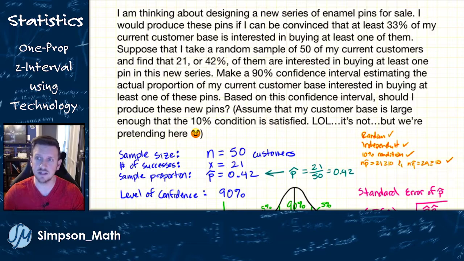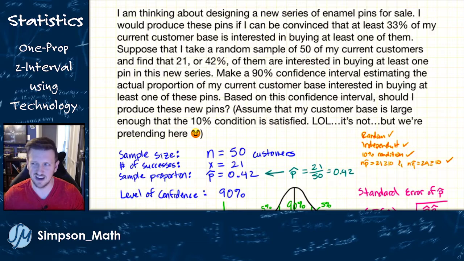So I'd be convinced if at least 33% of my current customer base would buy at least one of them. So suppose I was to take a random sample of 50 of my current customers, and I find that 21, or 42%, of them are interested in buying at least one pin in this new series. I will then make a 90% confidence interval, estimating the actual proportion of my current customer base interested in buying at least one of these pins. Then based on this confidence interval, should I produce these new pins? And we're going to assume that my customer base is large enough that the 10% condition is satisfied.